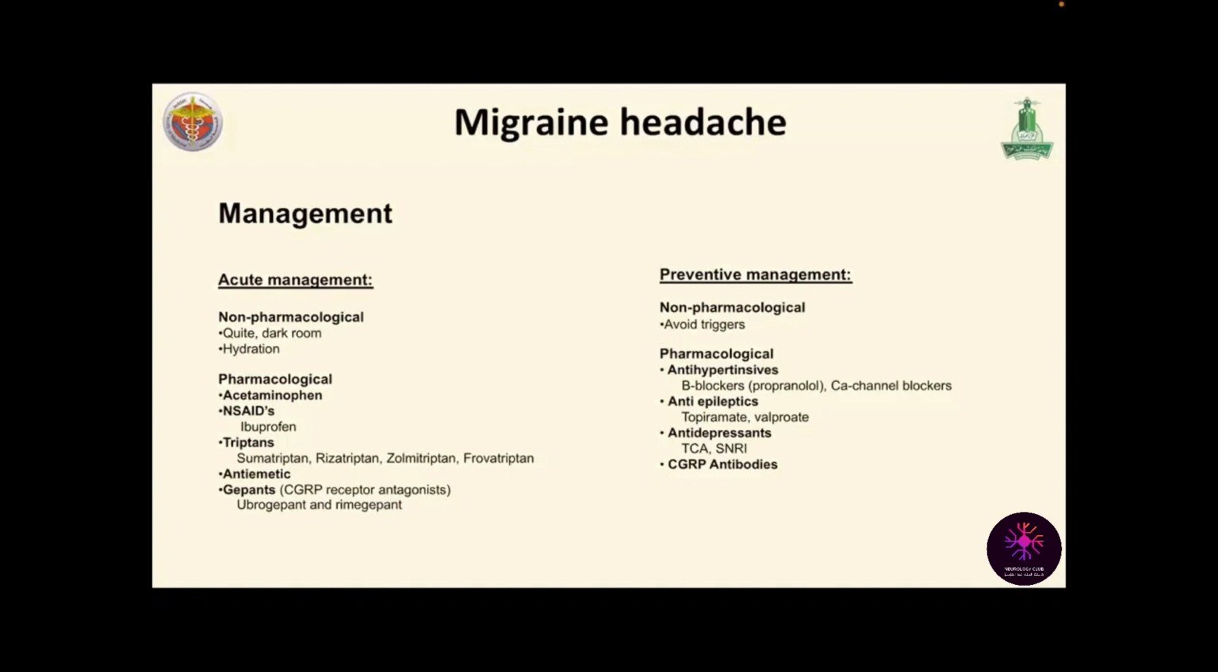So when do we start the prevention therapy? It differs from case to case, of course. So usually when the migraine attacks are frequent, disabling, or hard to treat, or the patient has contraindications to the abortive management, you could start the prophylaxis therapy.